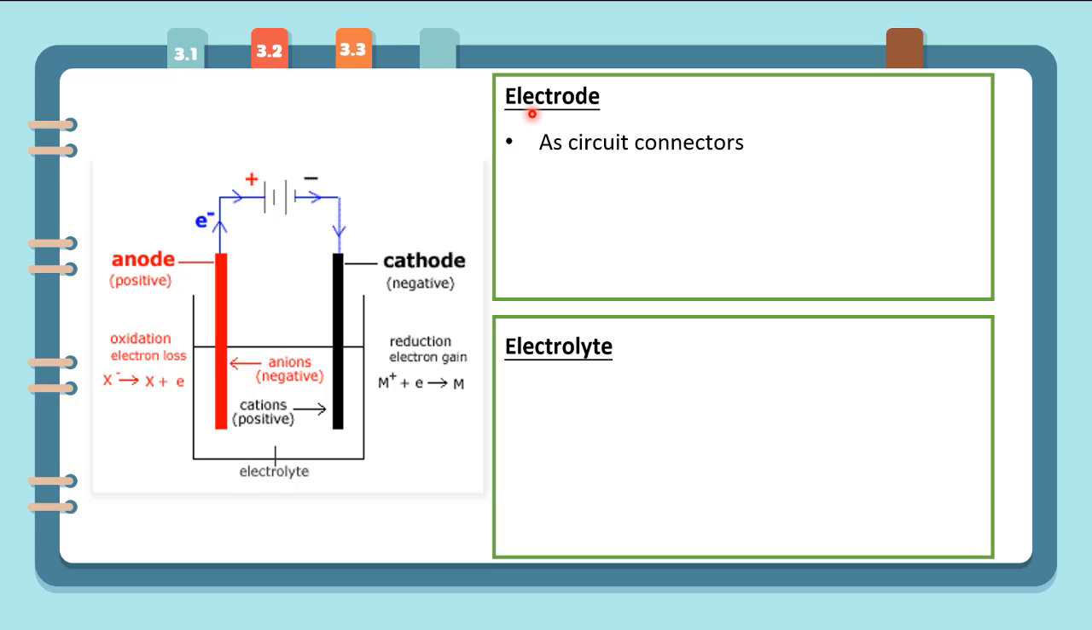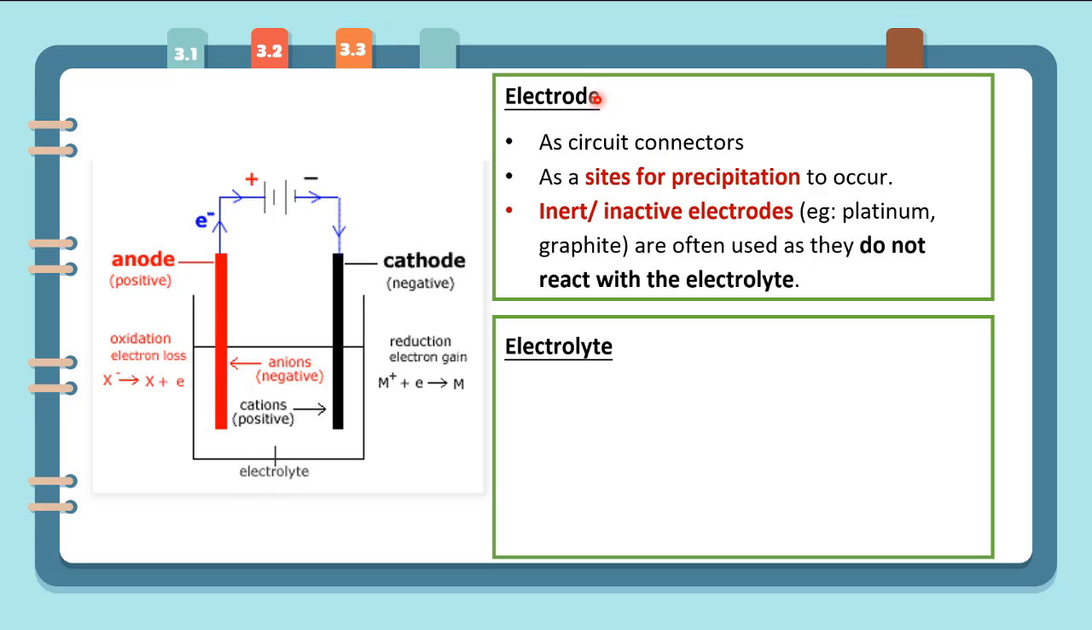Our electrode acts as a circuit connector. It acts as a site for precipitation to occur. As you can see in this diagram, cations are attracted towards the cathode, and anions are attracted towards the anode. So we will expect some precipitation to occur.